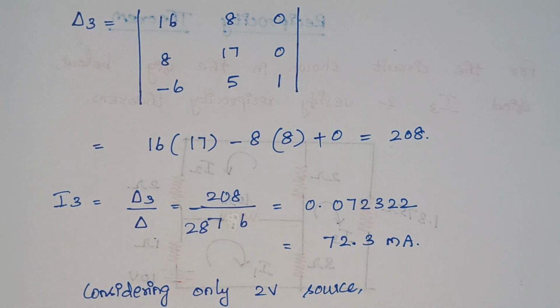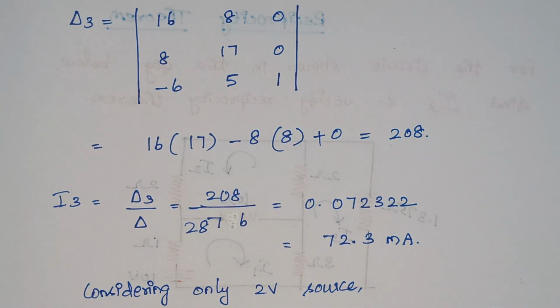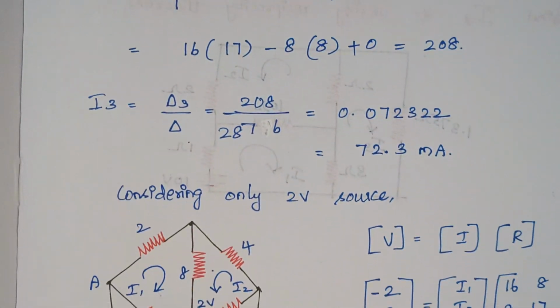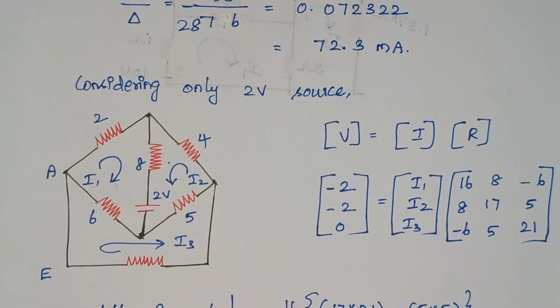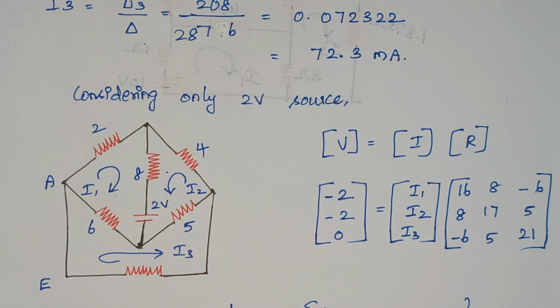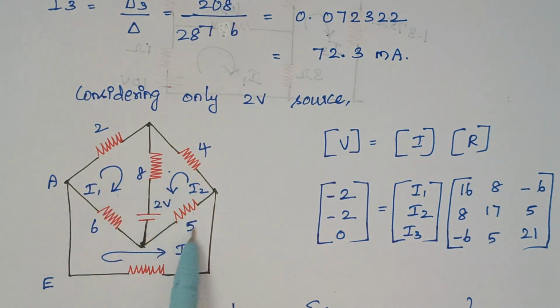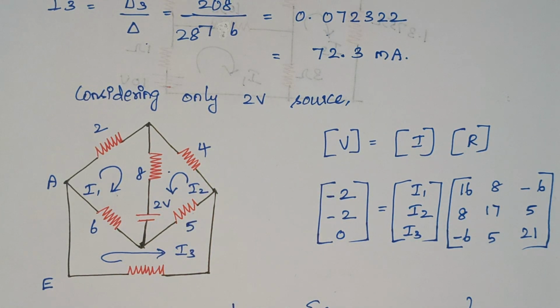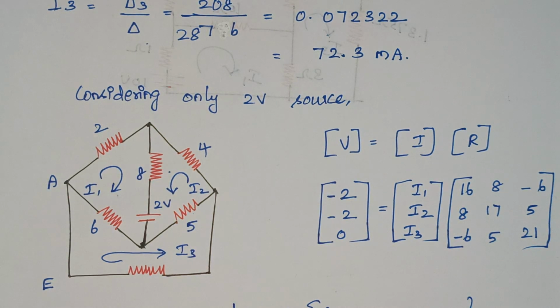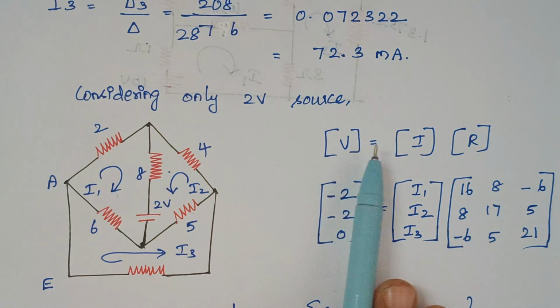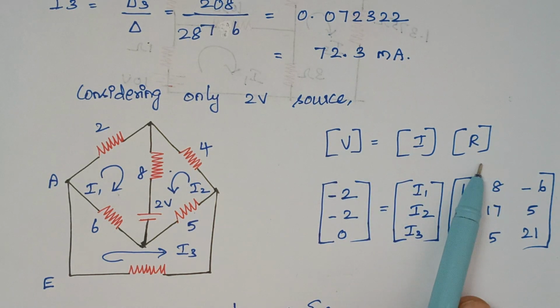So one part of the problem is over. Now we are going to consider our 2 voltage source here. So when you consider 2 voltage source, our diagram is in this way, right? We have removed our 1 voltage source here. So this is our circuit. Again, we are considering the current in the same directions, right? So as usual, we have to frame the matrix. So V equal to I into R, right?